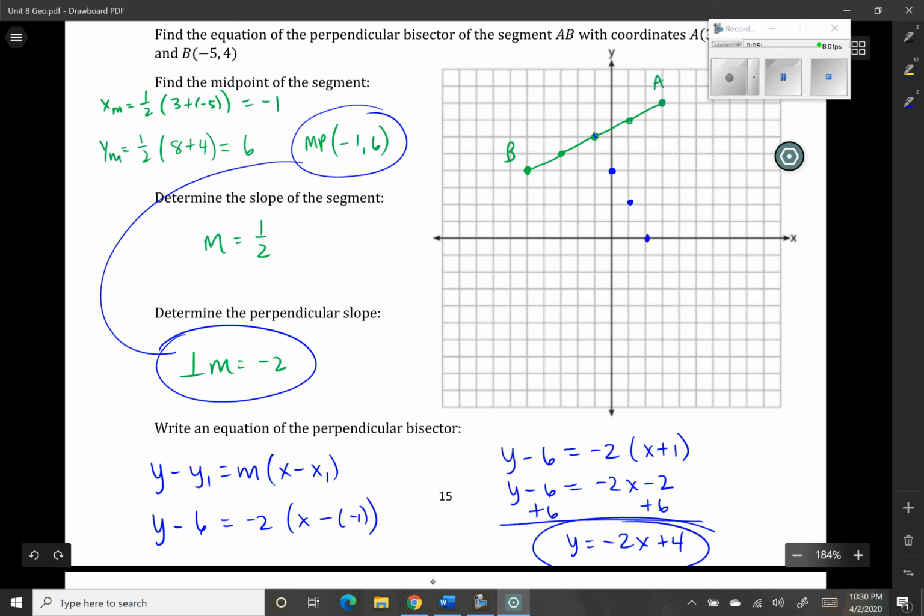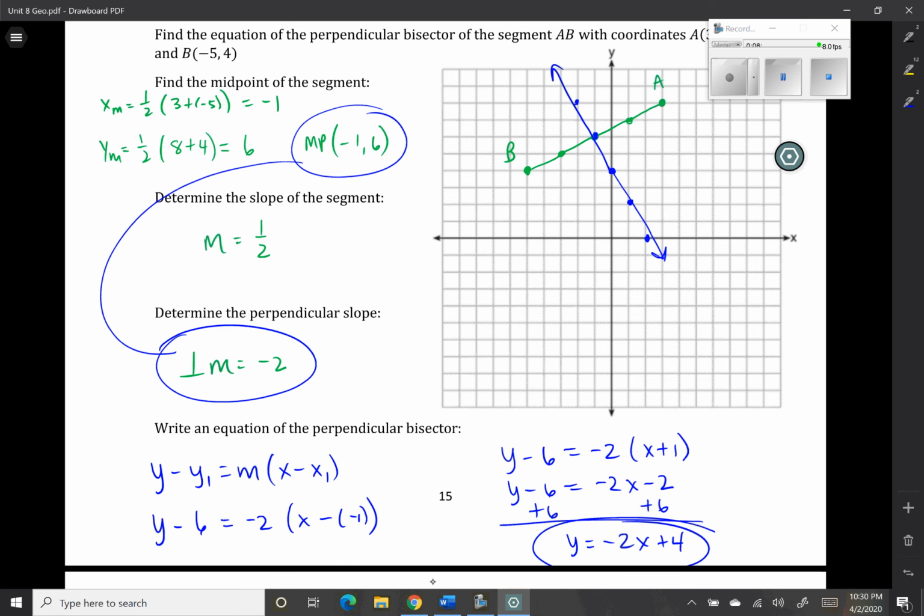This line is going to pass through that midpoint that we found, and if you look, it's perpendicular to the original segment too. So this line that we just found is what we call the perpendicular bisector of segment AB. It's cutting segment AB in half at a 90-degree angle. That's all we're trying to do today.